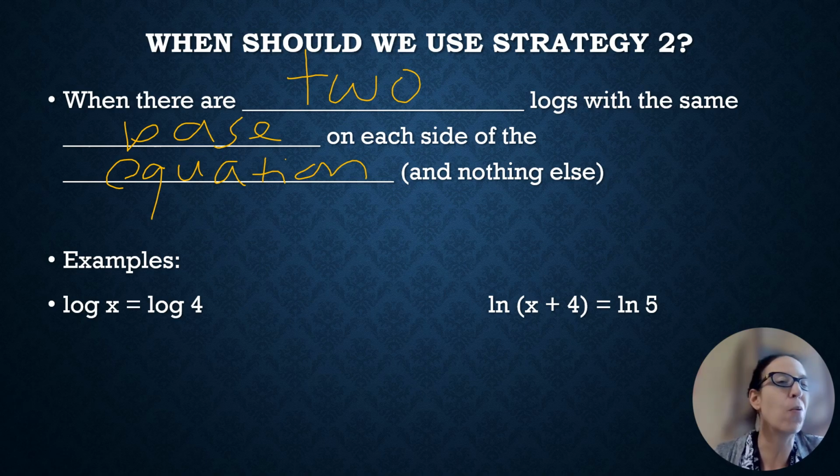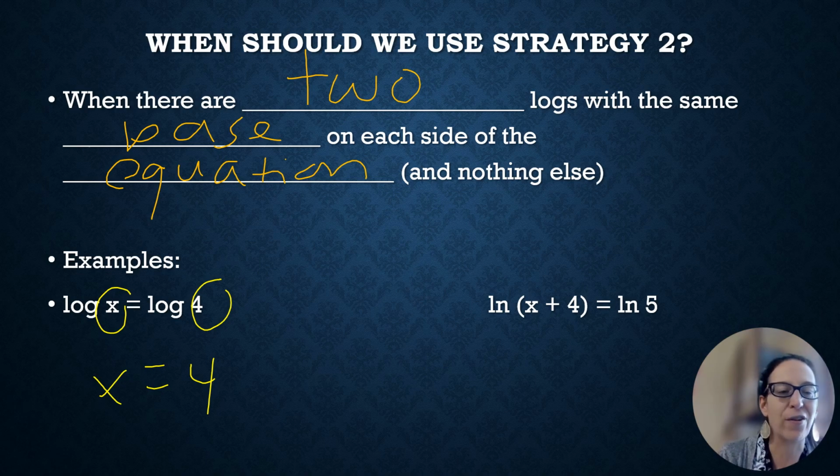Or possibly you could get one on each side. So if you have this log minus this log equals 0, you could add a log to each side, kind of like we did with the radicals. So what this strategy is essentially saying is if you have the log on each side of the equation, you could just undo the log and set the arguments equal.